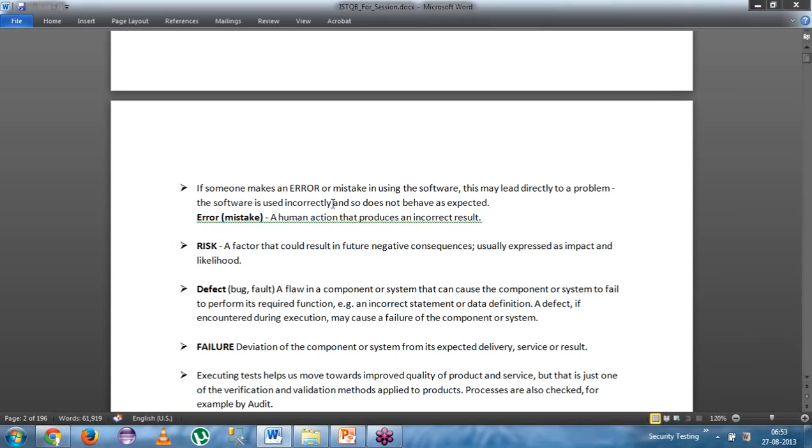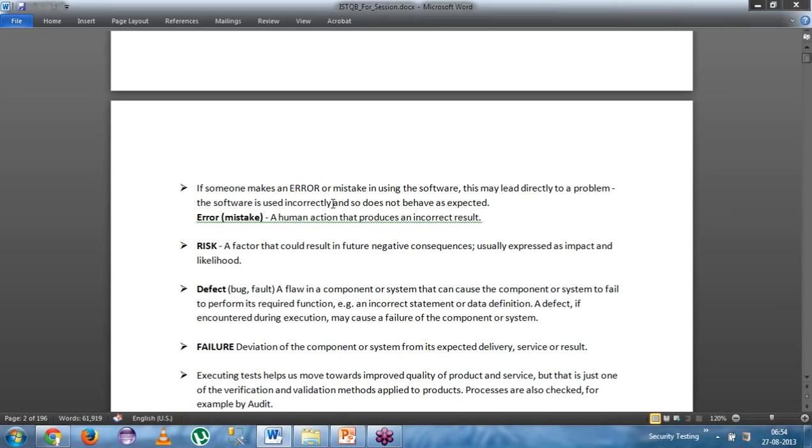A risk is something that carries a negative consequence, a future negative consequence. Usually we express it as an impact analysis or risk analysis, along with its likelihood. For example, if the weather outside is very poor, what is the impact on the inbound and outbound flights? That could be a kind of risk assessment.